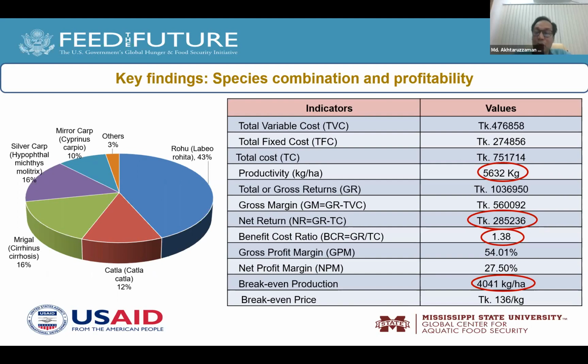Despite that, Rohu-based carp polyculture is also a profitable enterprise, which we can see from the benefit cost ratio, which was found to be 1.38. This implies that if farmers invest $1, they can earn $1.38. And it was profitable because it requires low feeding and management cost. Next, please.